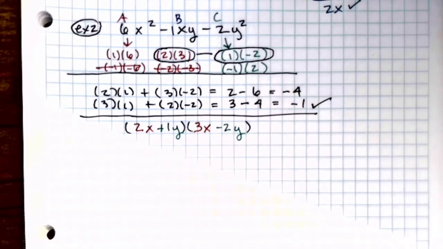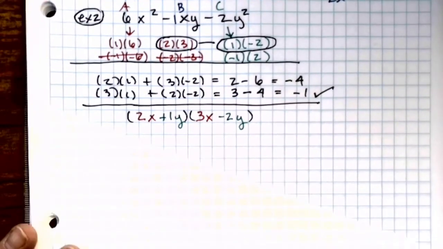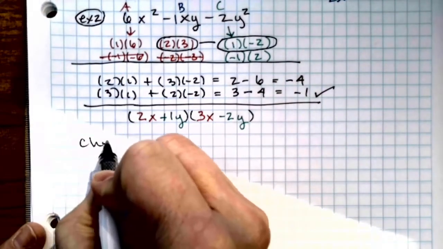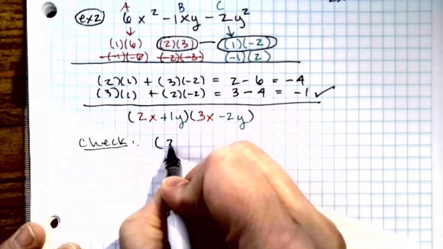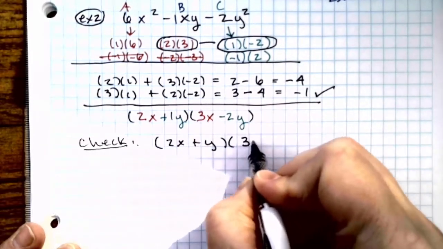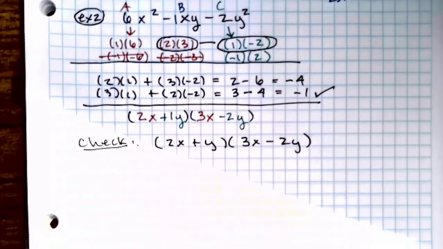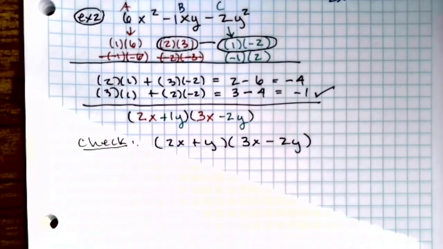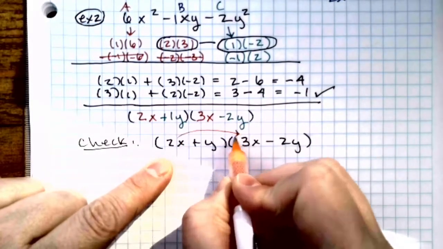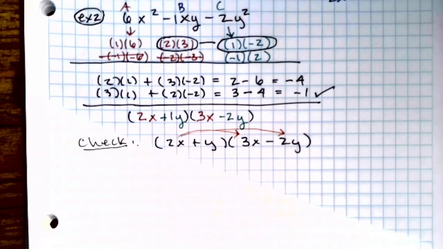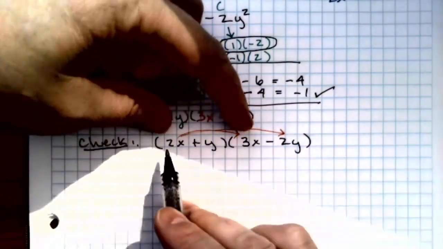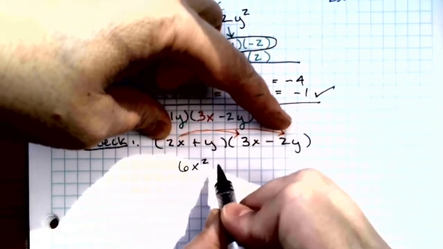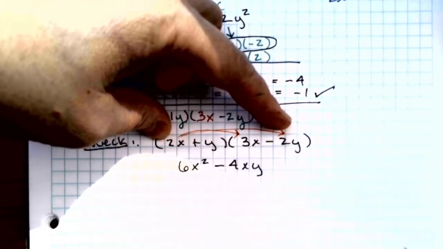Okay, so the most complete way to check your answer to make sure that it's correct is to remultiply. So we're going to run a check. We're going to multiply 2x plus y times 3x minus 2y. We're going to use distribution property. So to begin with, we're going to take the 2x and multiply it by both of the terms in the second parentheses. So let's do that. 2x times 3x is 6x squared. 2x times negative 2y is negative 4xy.